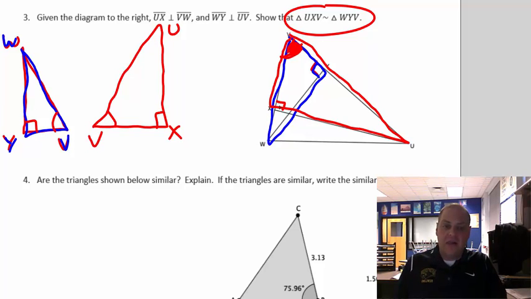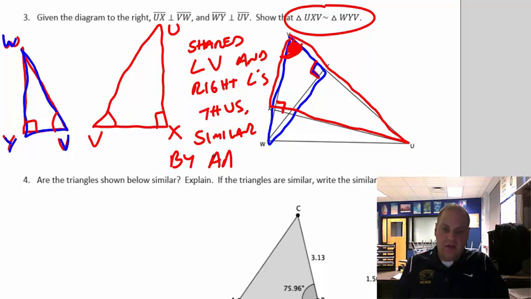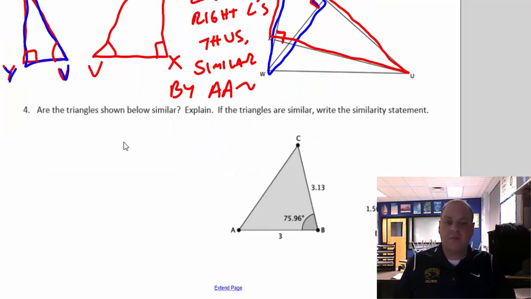The X and Y are both right angles. When you pull them apart, you could see it. And look what we have here, guys. We have angle congruent to angle. So we have a shared angle V and right angles. Therefore, thus similar by angle similarity. Okay, so those are similar there.